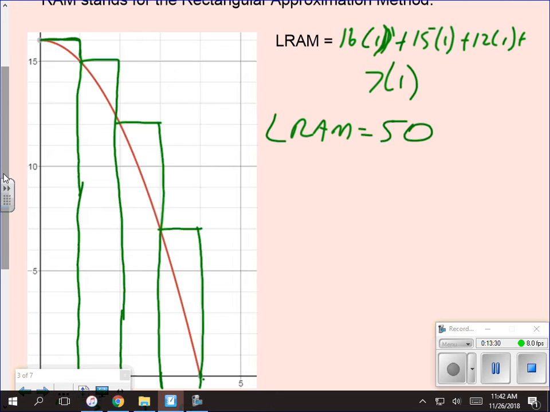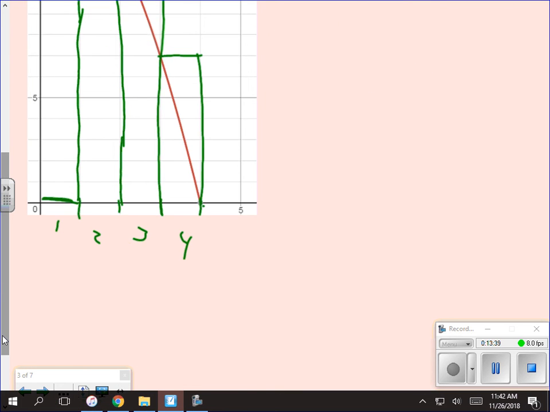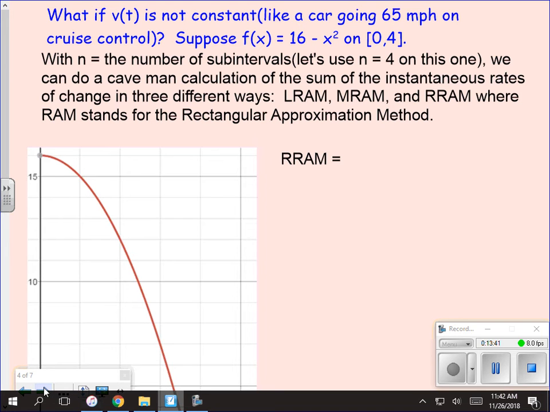We're going to add an infinite number of them together at some point. Not today. Today we're going to do the same thing with RRAM.